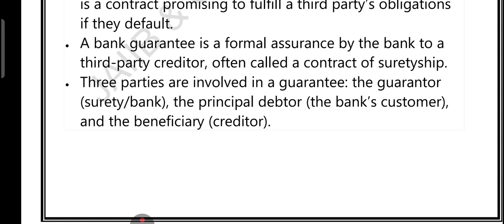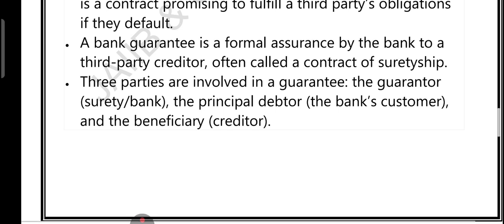Who is the first one? Guarantor. Guarantor is the bank. Principal debtor is the bank customer. Beneficiary is the creditor. So the main duty lies with the customer. The bank steps in only if the customer fails. Who has the main duty? The principal debtor has the main duty, right?